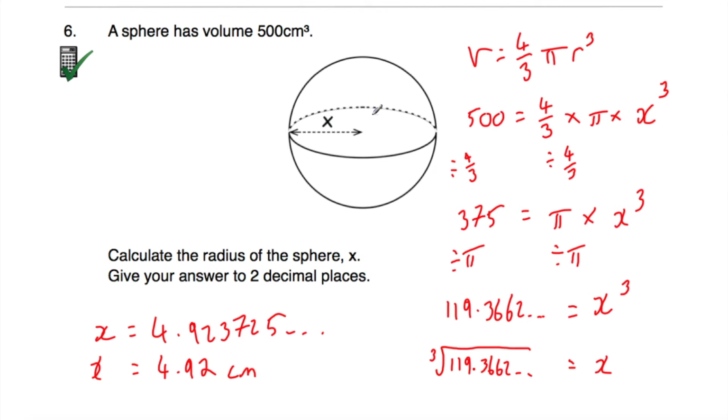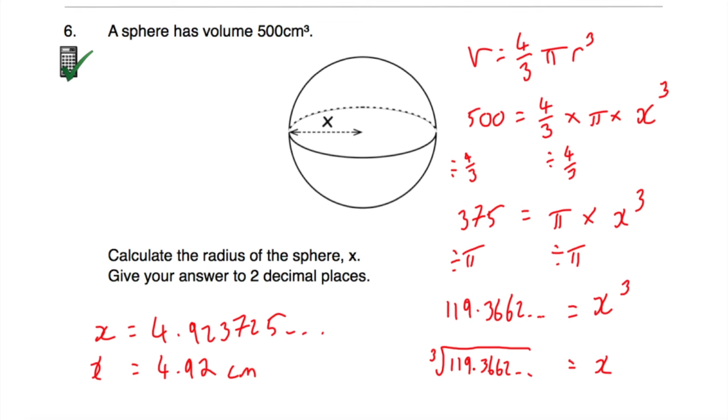So x, the radius of the sphere, is 4.92 centimeters. And just to recap, what we did was we wrote down the volume of the sphere, the formula for it. We replaced the volume with 500 and the radius with x, and then we solved that equation. We found out what x was, and that's our answer. We rounded to 2 decimal places.